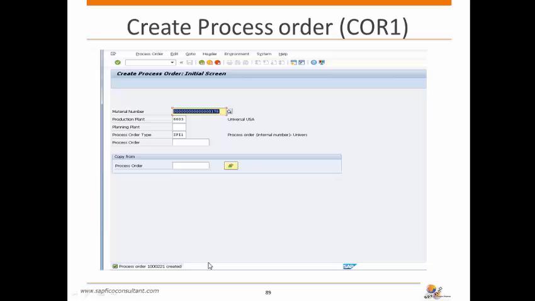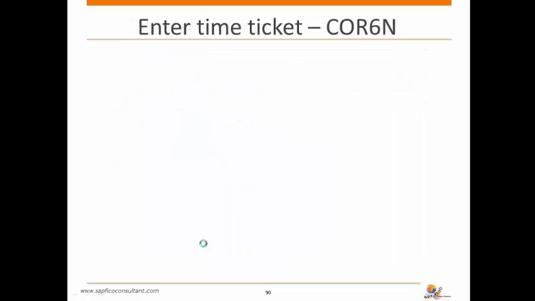So process order 1000221 is created. Now we are ready to start the production. So the production planning guys will update the time ticket. Whatever activities they are doing on the production order will be updated through a time ticket, and the code is COR6N.